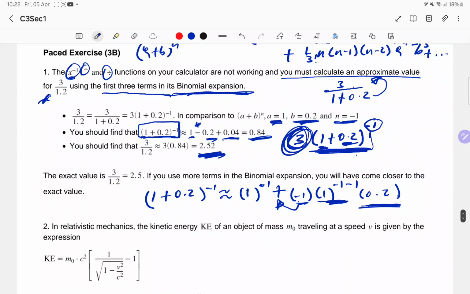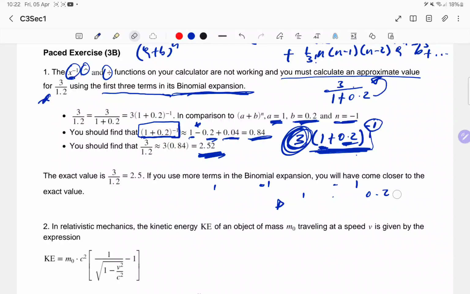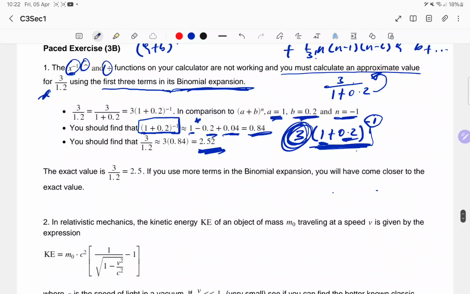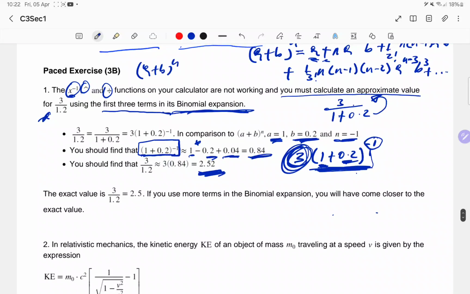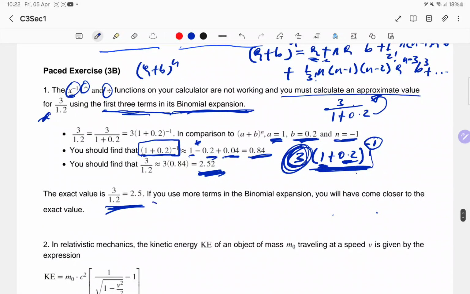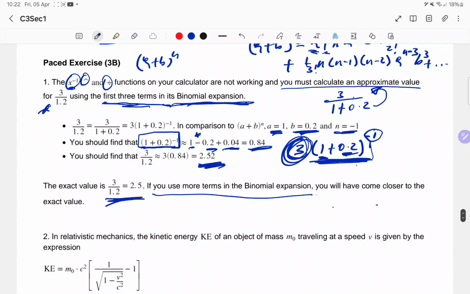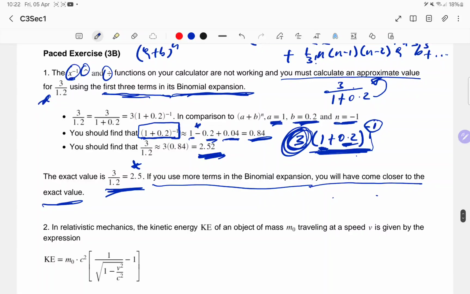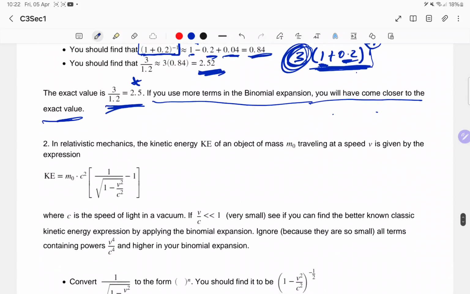Something to note, as you've seen in previous calculations, when taking an estimation, the exact value is this. Here we used just 3 terms, but if you use more terms, you will come closer to this exact value.